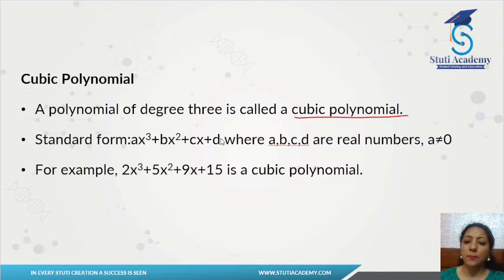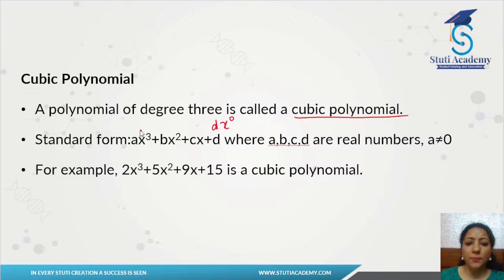Here d has the variable x and the power here is 0. We can write this as d x raised to the power 0, so usually we don't write it. So the powers are in decreasing order. A, B, C, D, they're all real numbers and A is non-zero.